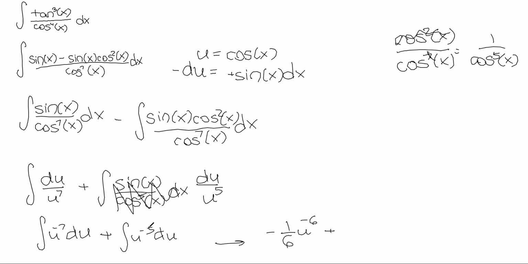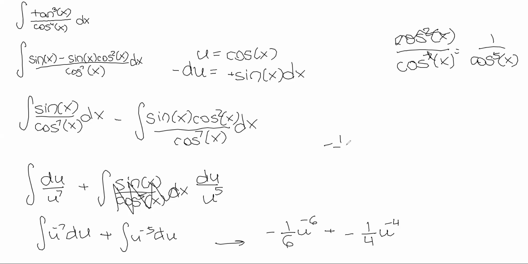And then this one is going to be something similar. We're going to add 1 to the power. We're going to get u to the negative 4th, and then we're going to be dividing by negative 4. And then we just want to substitute the u back in and turn these negative exponents positive by taking the reciprocal. So our full solution would be this.